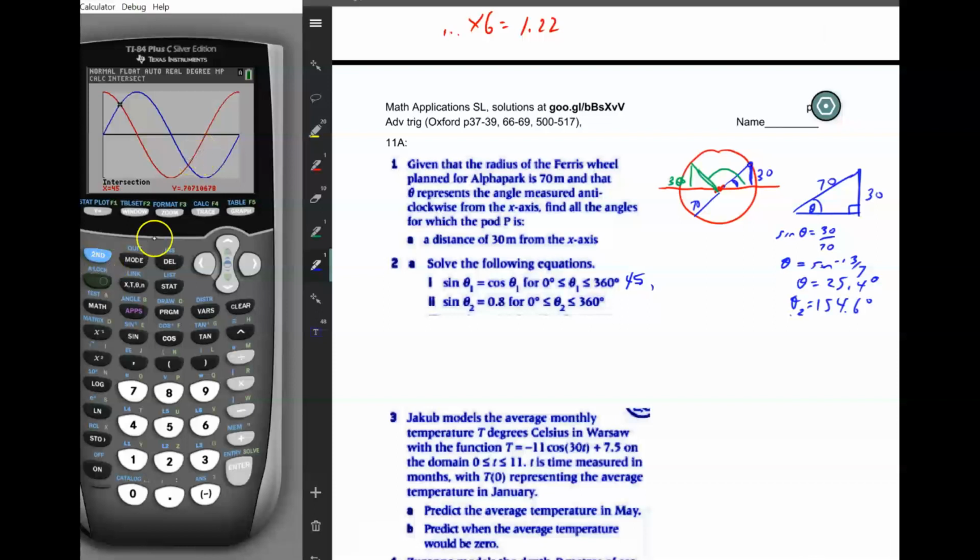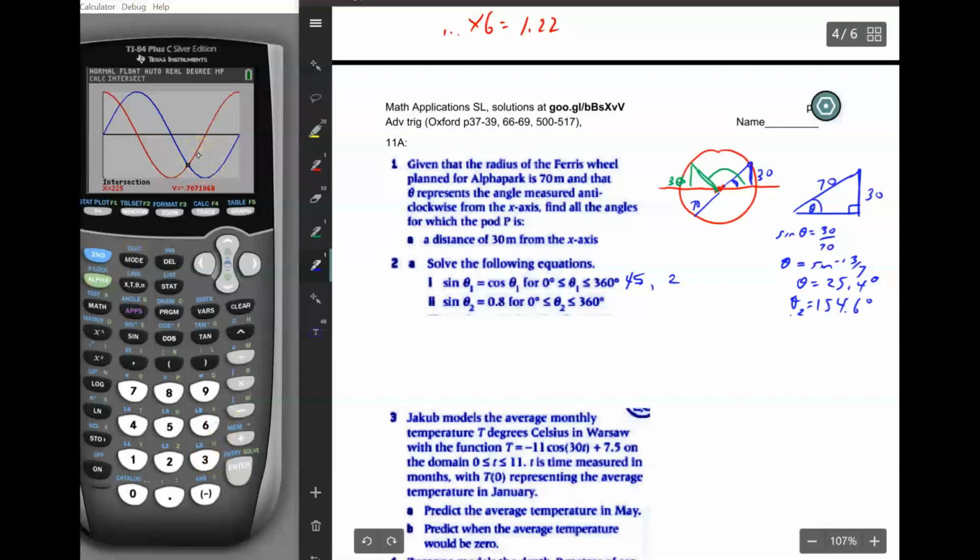So let's do second calc intersect again. Second calc intersect number 5. And then the first curve is the blue one, yes. Second curve is the red one, yes. And the guess, I'm going to put something closer to 360 because the second intersection is closer to 360. I'm going to put 300. Enter. And then it finds this one, which is 225. So that's the second one. And these are degrees, so you could put 45 degrees and 225 degrees.